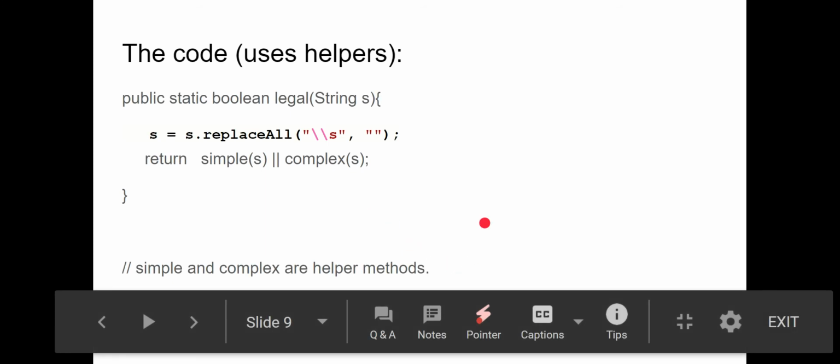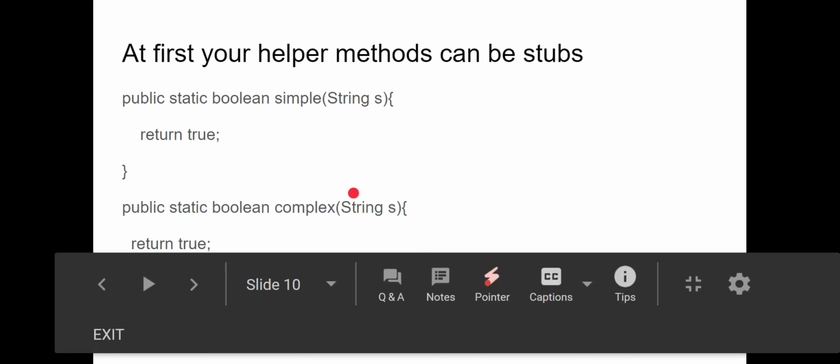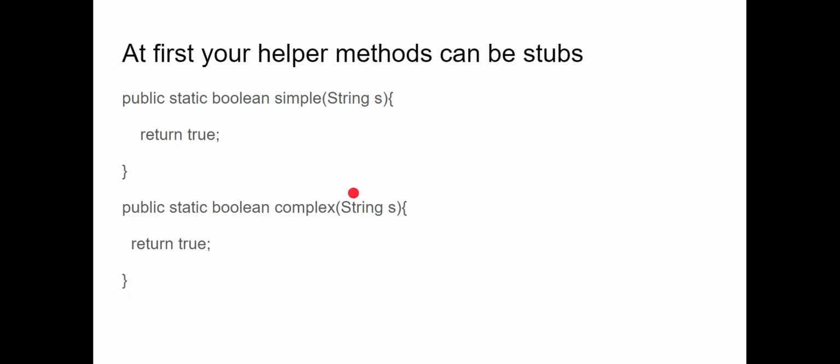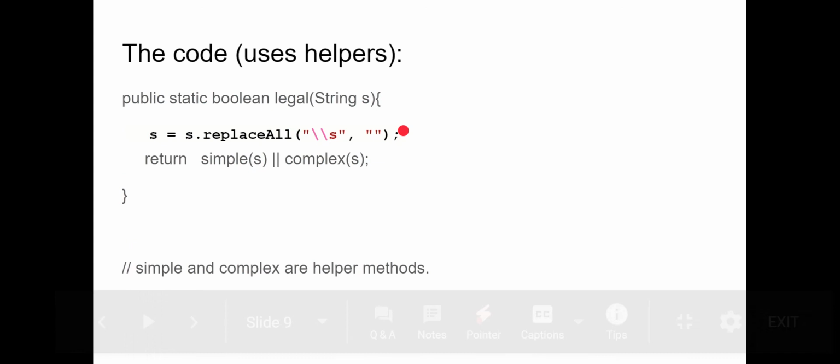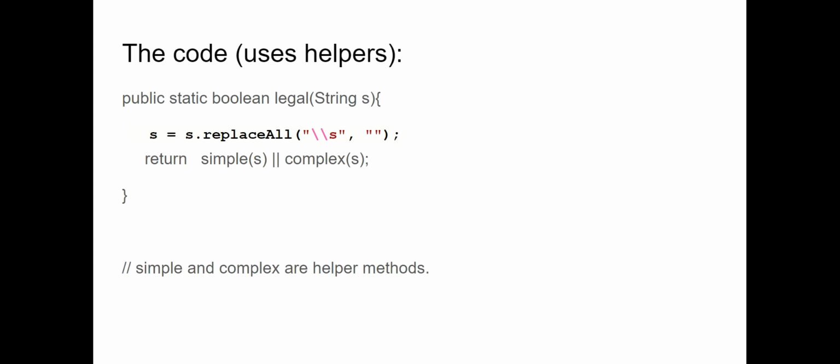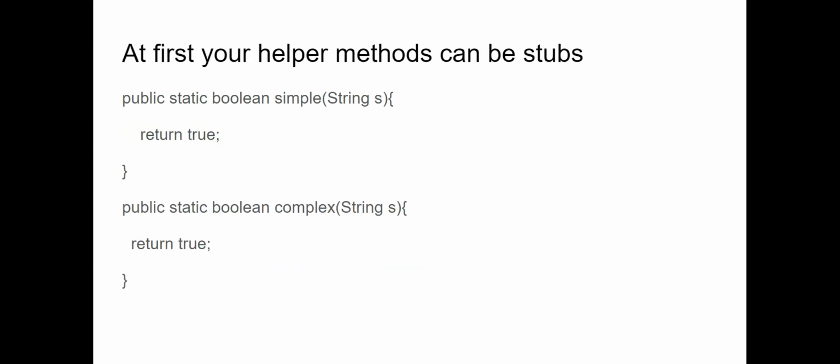For the moment, we could just make it so that they always say true. We call these helper methods because they help us write the other method. For the moment, we could just make it so that simple returns true and complex returns true, and that's it. Of course, that means that our method will agree that every string S it receives is a legal logical sentence. So it's going to be wrong, but it's going to be wrong because simple and complex are wrong, not because legal itself is wrong. And that's where I think we'll stop for the moment.